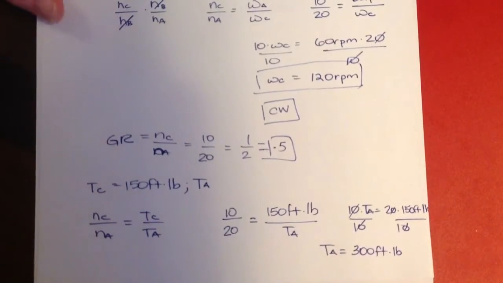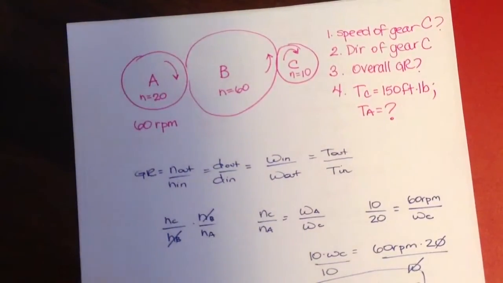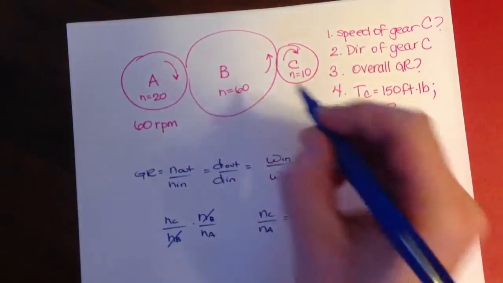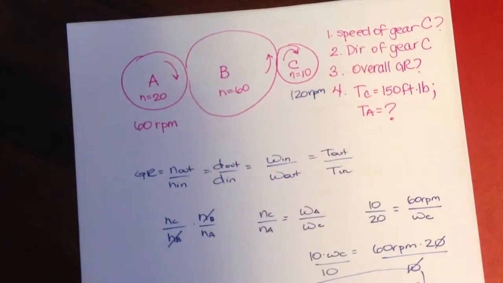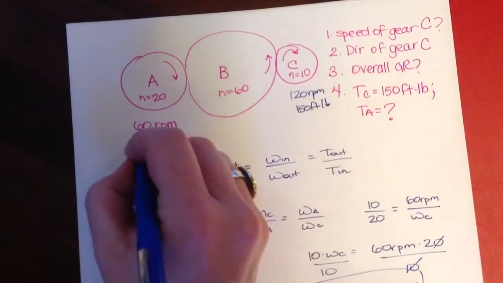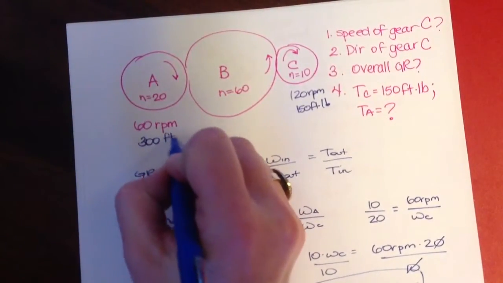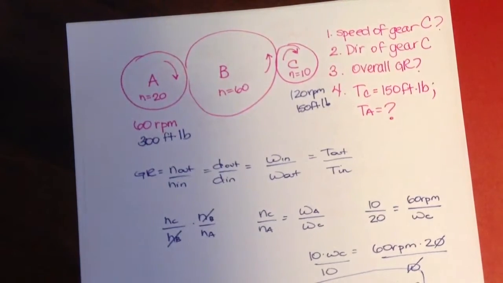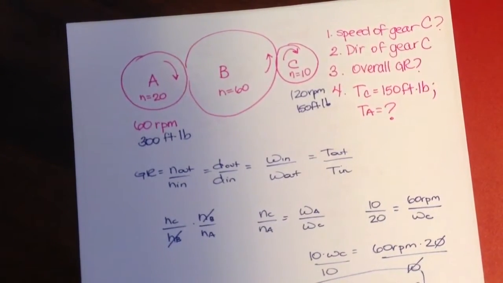So if we look at our overall gear train, that makes sense, right? Because what we ended up finding is that this was moving at 120 RPM, and that if this was 150 foot-pound, this becomes 300 foot-pound. And so this is a bigger gear, it has a slower speed and more torque, and that makes sense to us.